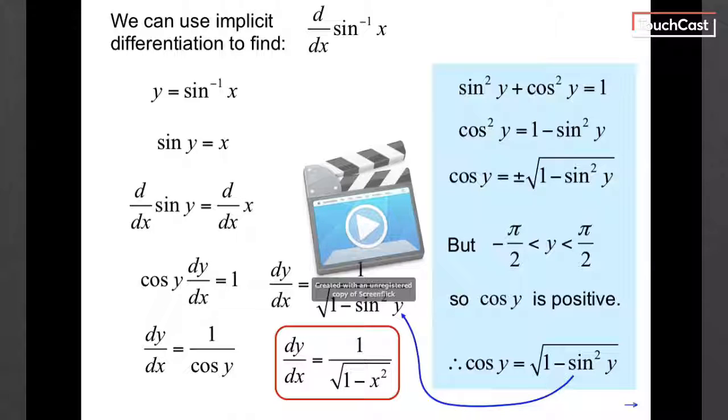I do not need you to know this for the test. I do not need you to know this for my test. This is just to help you understand where we got these formulas from if you want to see their derivation.